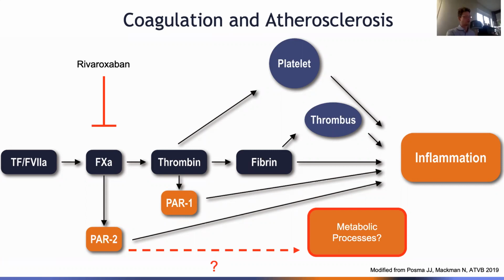So what we've done is we treated our mice with rivaroxaban, and in the end, we saw a beneficial phenotype on atherosclerosis. At the moment, we haven't shown yet that it also affects the protein levels of inflammation. We're still scheduling to do that. But what we did find in our RNA sequencing data is that by inhibiting factor 10A, we somehow affected metabolic processes. And then the question is, okay, but how?